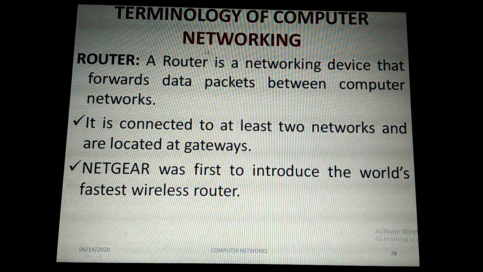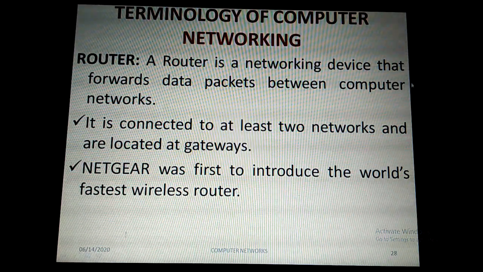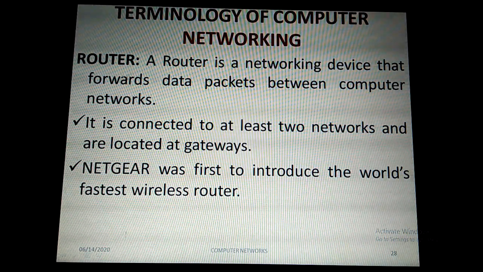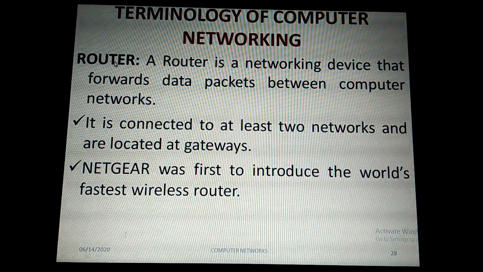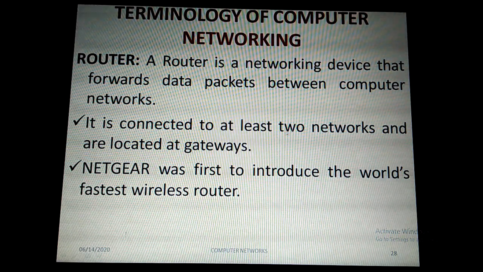And router. A router is a networking device that forwards data packets between computer networks. You can understand here that it is connecting different computers. The different computers are connected with the help of a switch, and that group of computers makes a network. Between two computer networks, we can use this router device to connect the different networks. It is connected to at least two networks and is located at gateways.